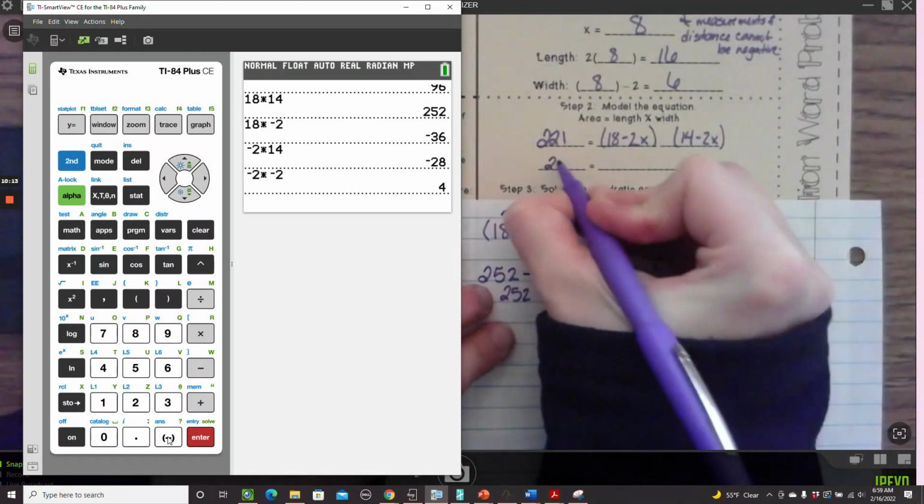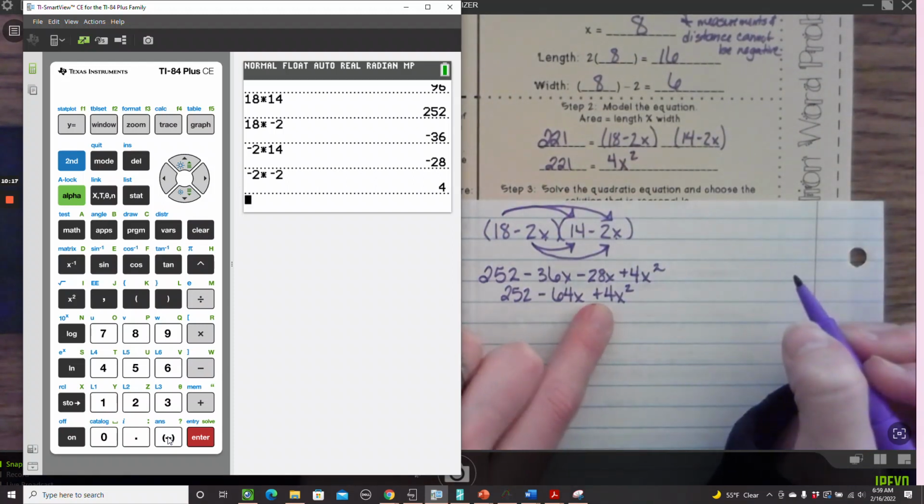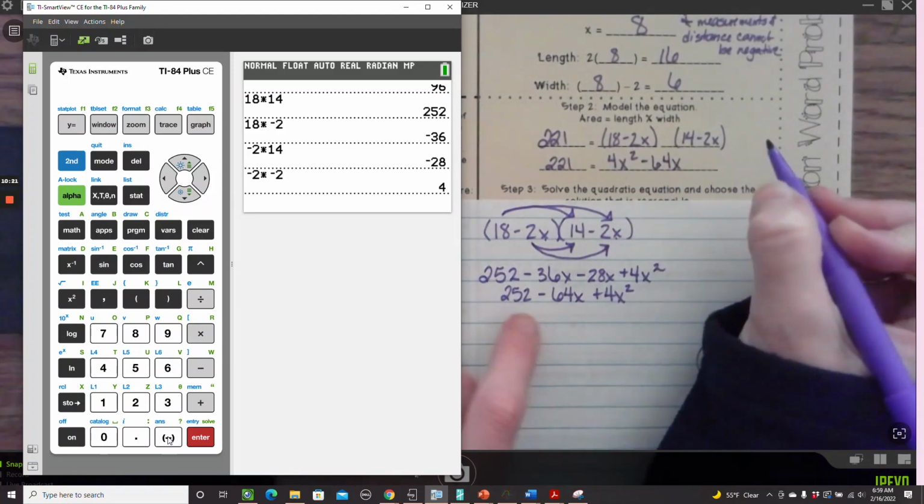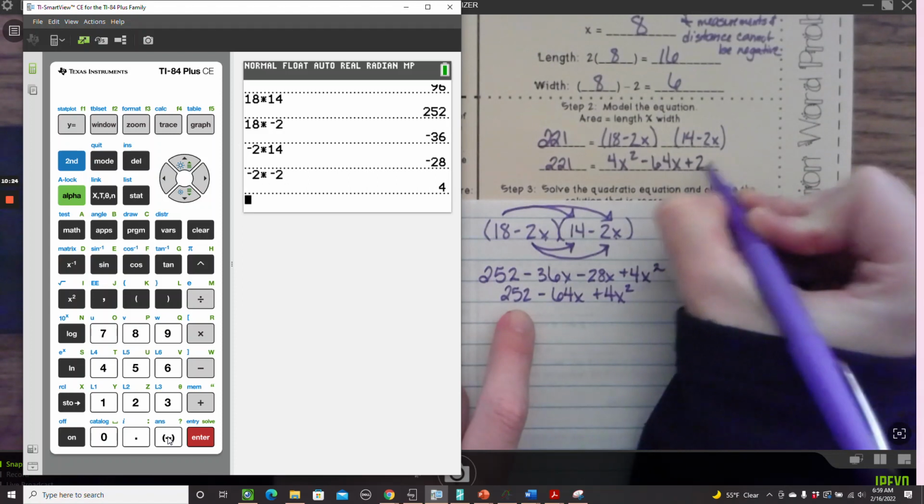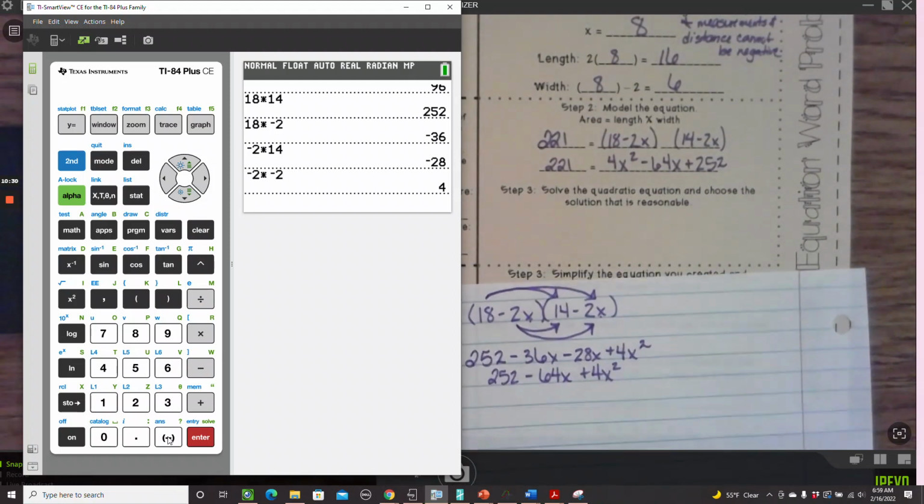So this is still 221. I'm going to write the 4x squared plus, I want it in standard form, then the negative 64x, and then this is a positive 252, okay? So now we need to solve the equation and choose the solution that is reasonable.